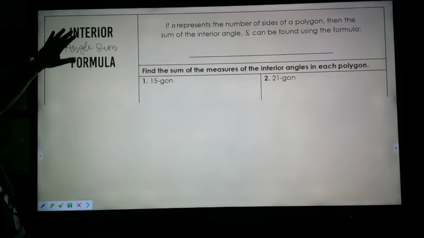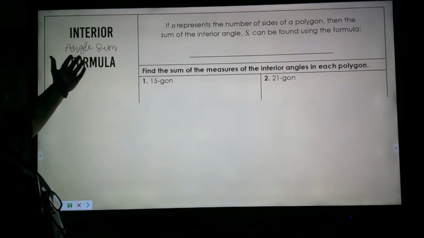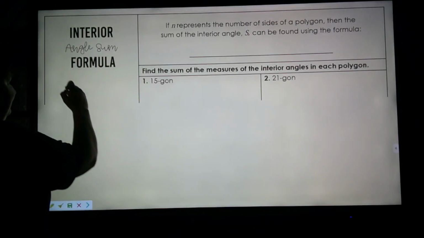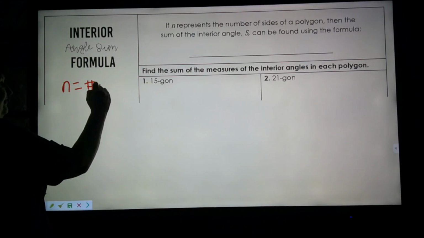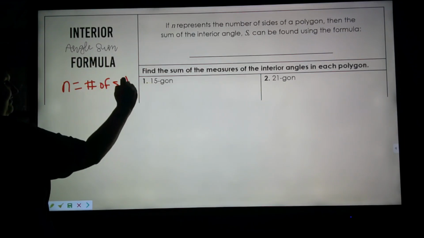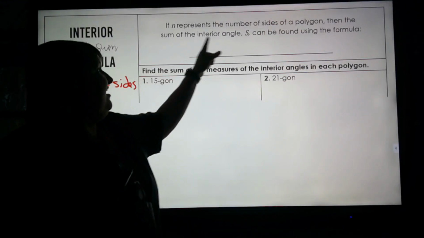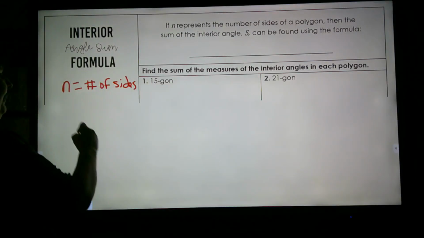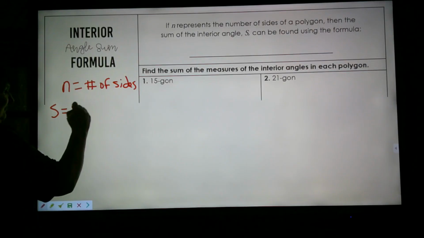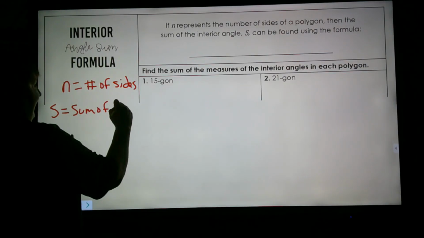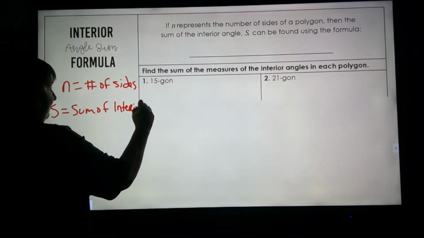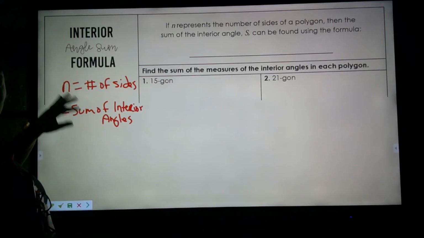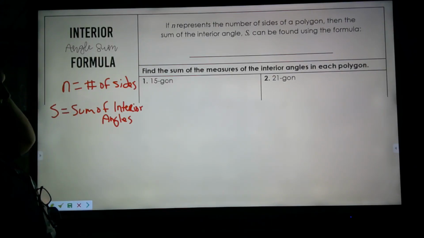All right, so now that we have the pattern, we can build the formula. Interior angle sum formula. If n represents the number of sides, n equals number of sides, then the sum of the interior angles can be found using the formula, S is the sum of interior angles. I'm just making a note so I don't forget what the variables stand for, right?